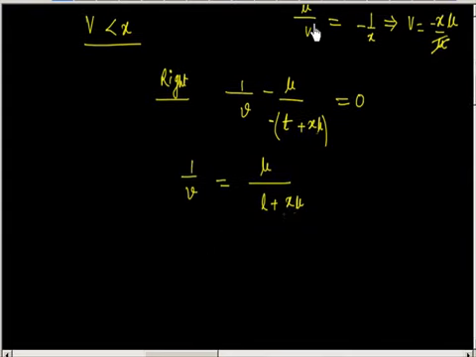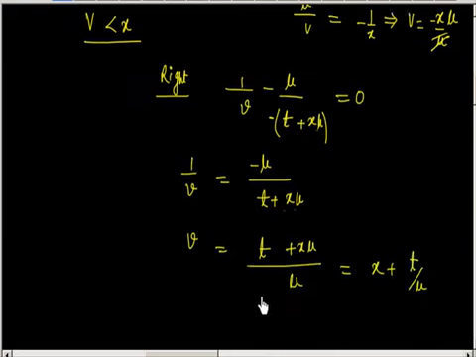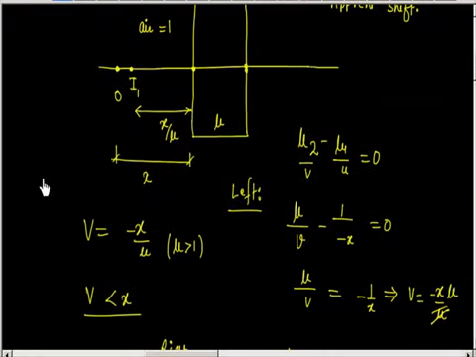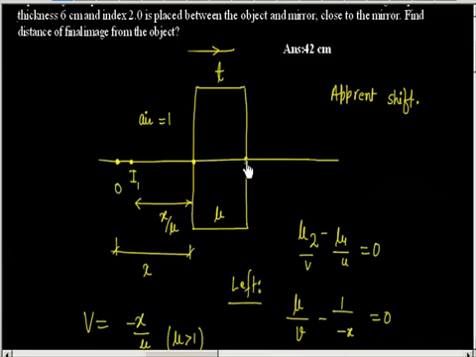Now v is negative, minus minus plus, if this goes this side, so I will have v is equals to t plus x mu divided by mu. So this is simply x plus t by mu. So now the second image, that is V2, is formed at a distance of x plus t by mu, and now this distance is from the second surface. So x plus t by mu. From here, this image is somewhere here. Now I know this distance is x plus t by mu.